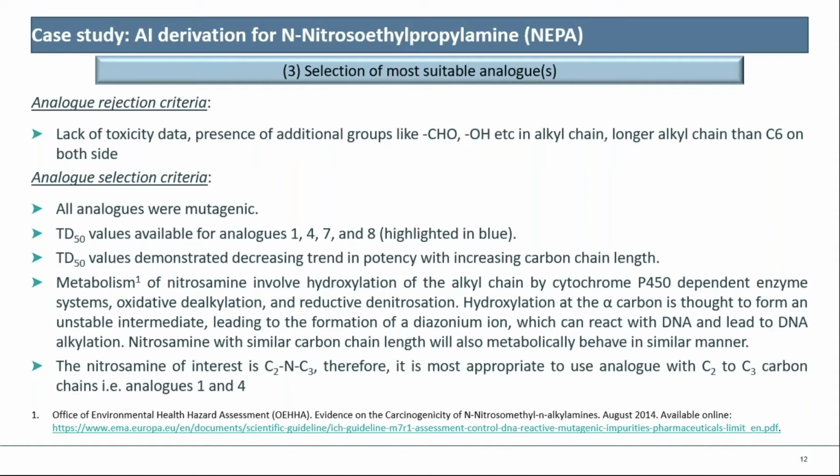It is reported that metabolism of this kind of compound follows a particular pattern, as mentioned in the reference here. This is initiated by the cytochrome P450 dependent enzyme system. It's essentially hydroxylation of the alkyl chain, and then subsequently, hydroxylation at the alpha carbon is thought to form an unstable intermediate, leading to the formation of a diazonium ion, which can react with the DNA and lead to DNA alkylation. So the analog and the impurity are expected to follow the same or similar metabolic pattern. And finally, we narrowed down to structure 4.